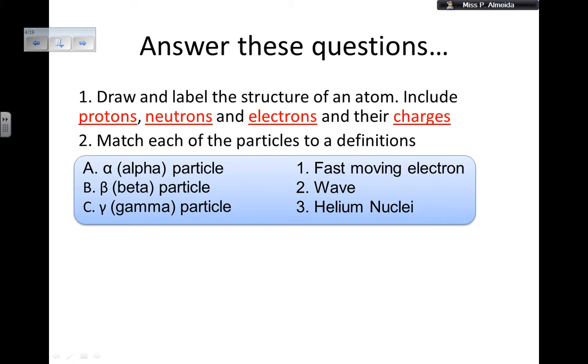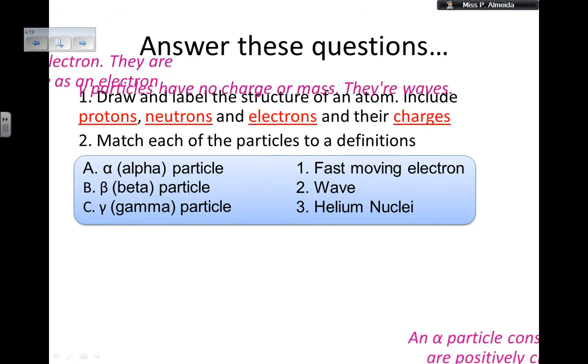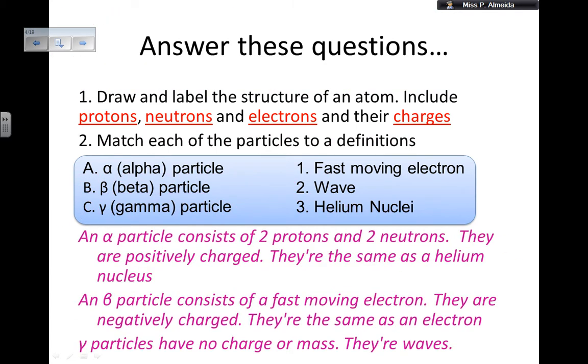So, draw and label the structure of an atom, making sure you include the protons, neutrons, electrons, and their charges, and then match each of the particles to a definition of what alpha, beta, and gamma particles are. Okay, so an alpha particle consists of 2 protons and 2 neutrons. They are positively charged and they are the same as a helium nucleus, so A would go for 3.